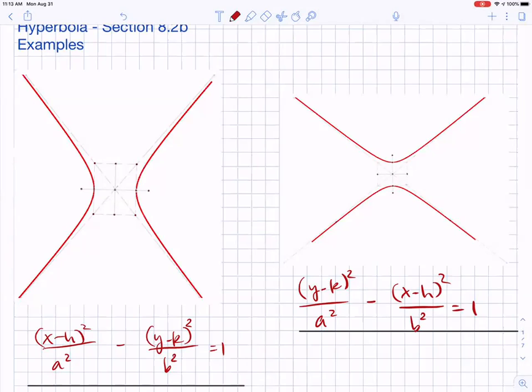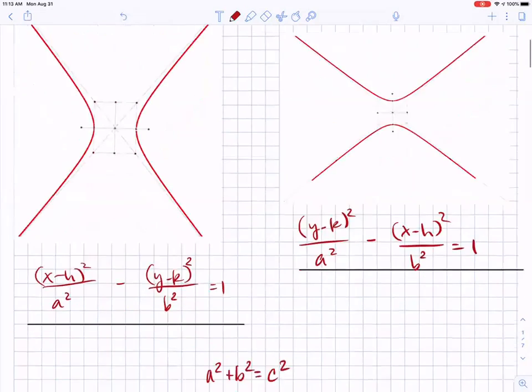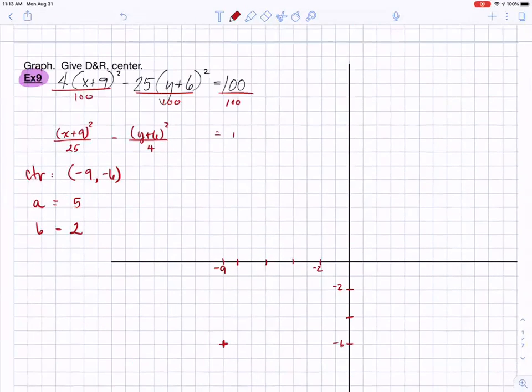The positive fraction tells me how to open up. So when you look at your equation, look at the first equation up here. Which one is the positive fraction, the x fraction or the y fraction? It's the x fraction, so it opens up along the x's. It opens up right and left. But on the second one, it's the y fraction that's positive, so that's going to tell me to open up and down. Okay? So that's how I can tell the difference. So then let's go back to the example that we're working on, right? Which direction is this going to open up? Right, left, or up, down? It's going to open up right, left.